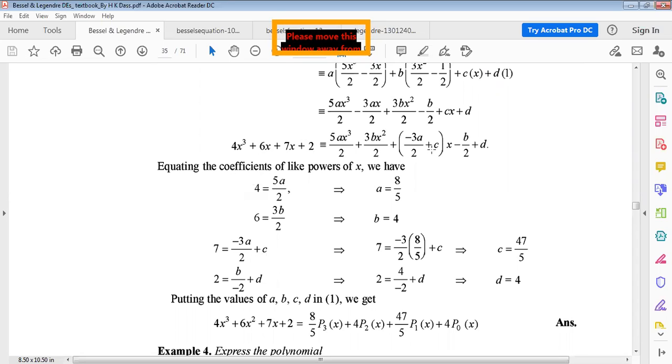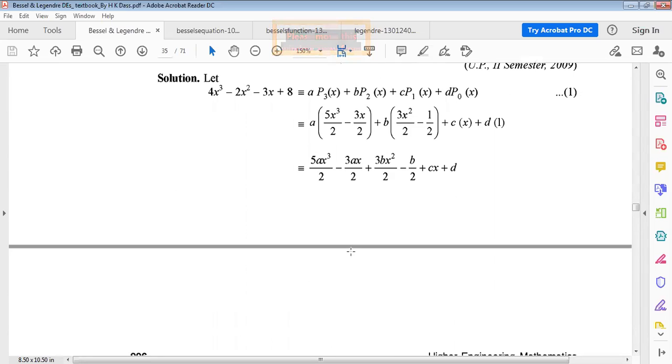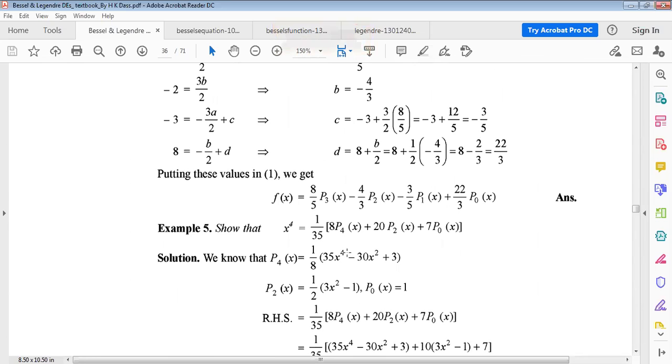Then x coefficient equals 7. Just solving, we get this. Okay, very important for you. And similarly, you can solve example 4. This is homework for you.